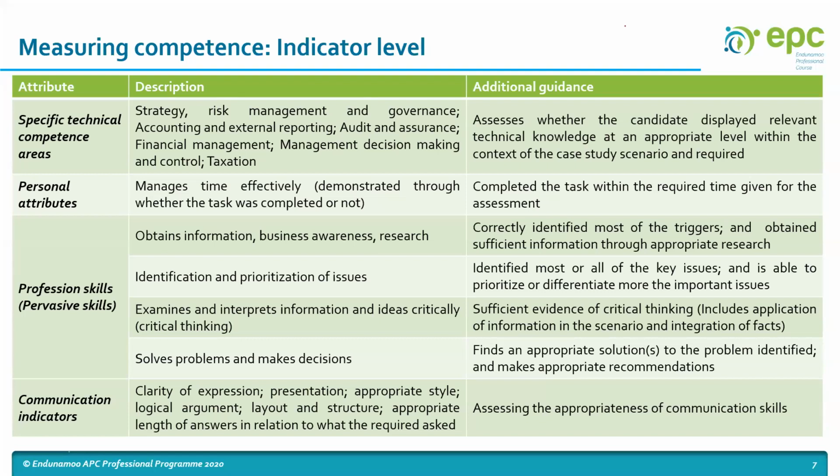So those are the indicators that on what we call the rubric or the marking grid, we list. Some technical, personal attributes, professional skills, what we refer to as pervasive skills. In addition, communication indicators are very key. Are you clear in what you're saying? Sentence construction, grammar, that's where it adds. Presentation.